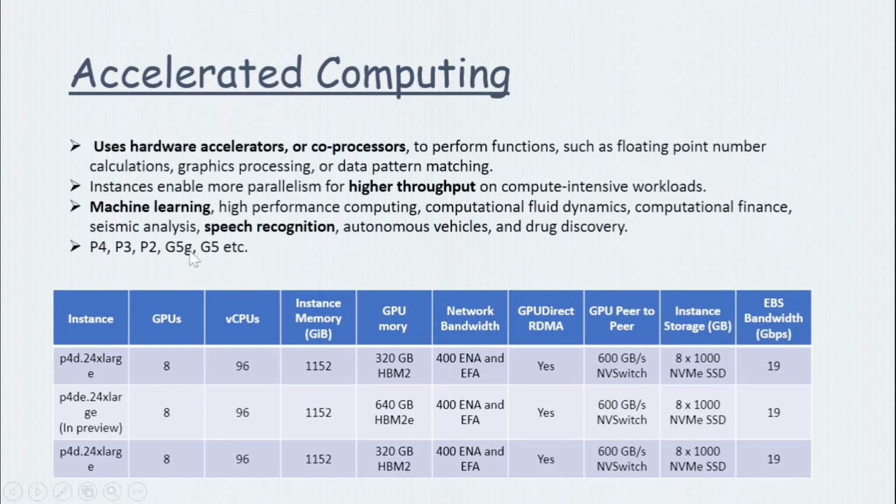The next category of instance type is accelerated computing. These instances use hardware accelerators or coprocessors to perform functions such as floating point number calculation or graphics processing. These offer higher throughput, and are basically suited for machine learning or speech recognition applications. As you can see, these instances come along with GPUs and very high vCPUs and memory as well, and are well suited for computational finance or speech recognition, as I said.